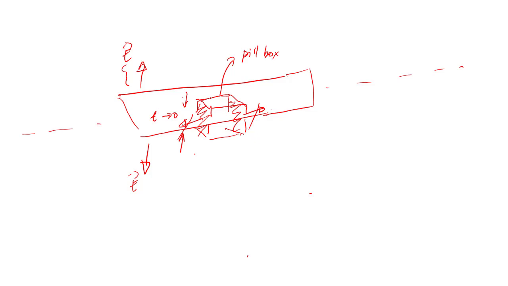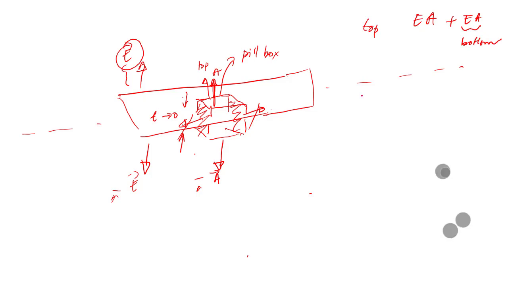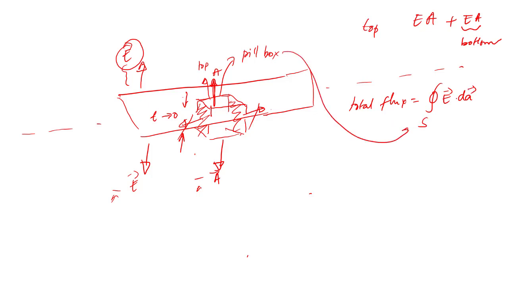For the top face, the area vector is pointing up and the electric field is E, so the flux is EA. For the bottom face, the electric field is pointing down, but the area vector is also pointing down. So two negatives give you a positive EA for the bottom. Then the total flux is the surface integral of E dot dA over the pillbox. The sides don't contribute anything. The top contributes EA, the bottom contributes EA, so the total flux is 2EA.